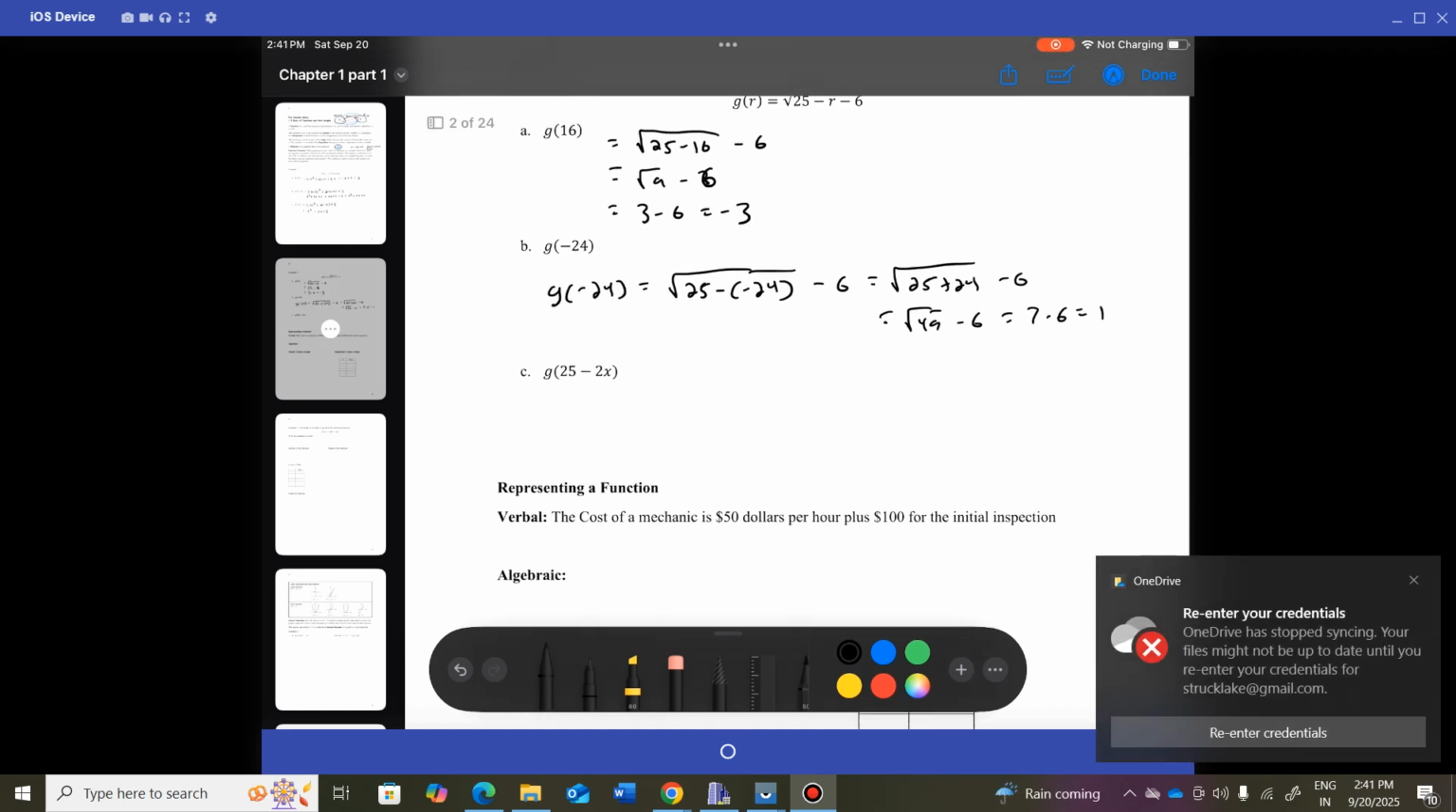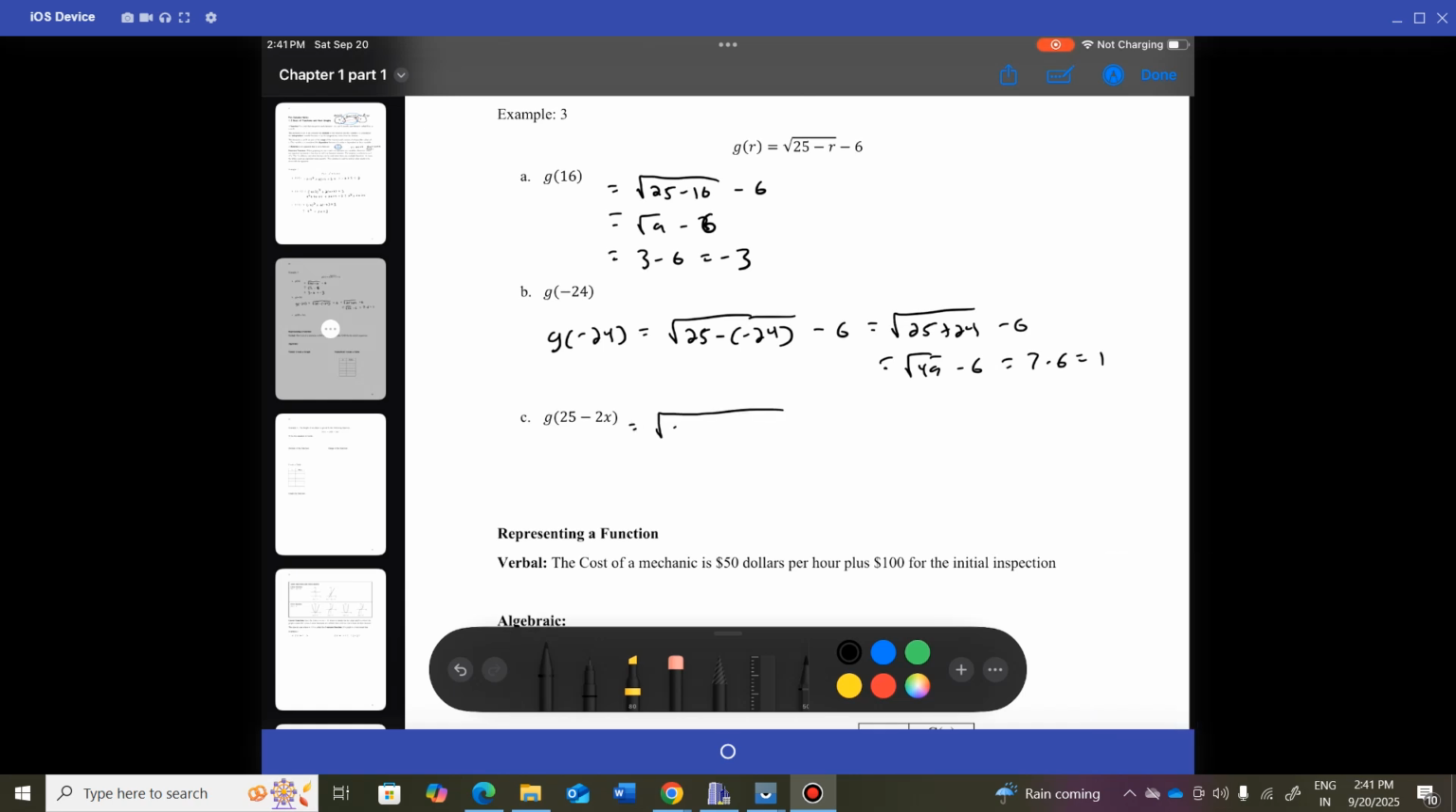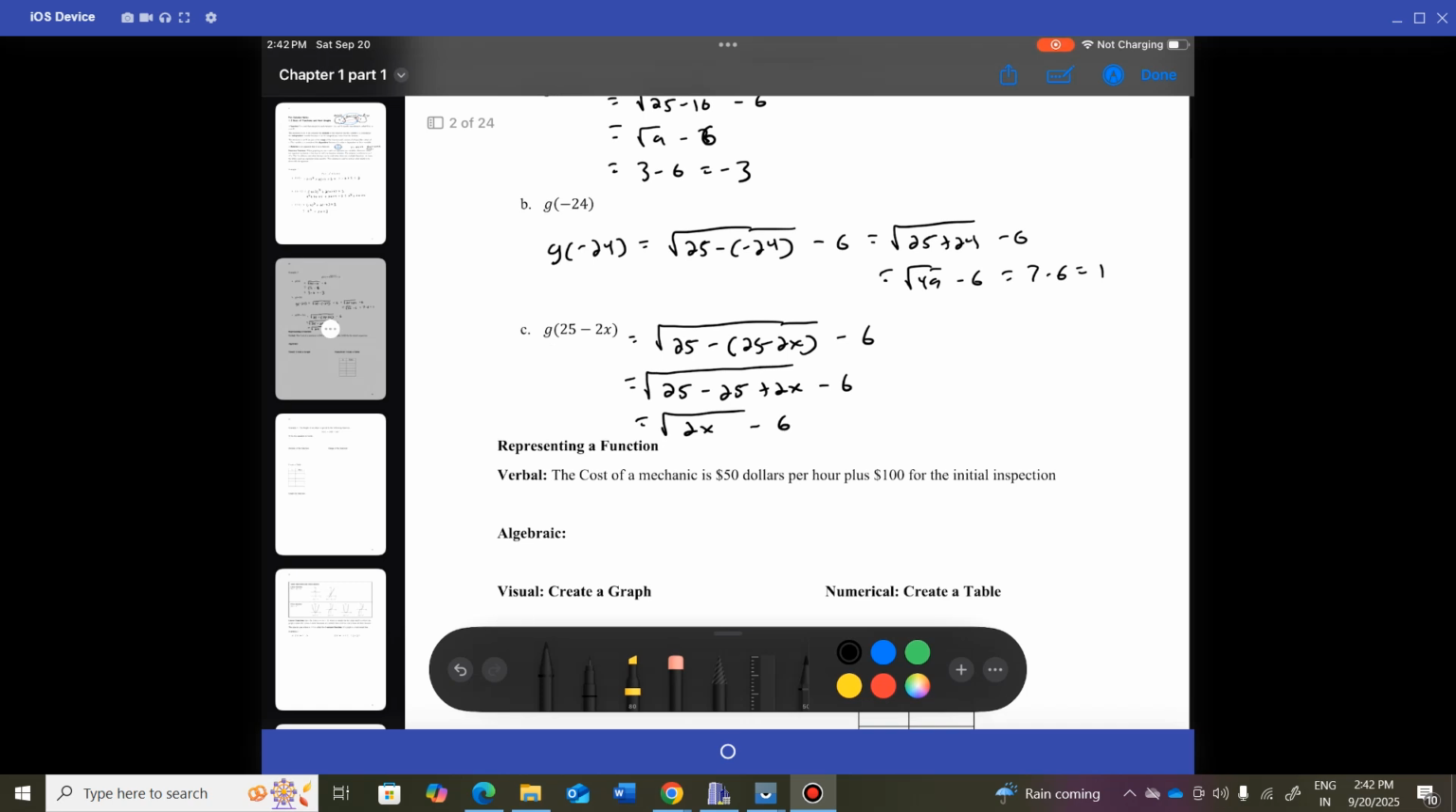And then similarly, we can plug in whole expressions. 25 minus 2x, minus 6. We get square root of 25 minus 25 plus 2x, minus 6, which is square root of 2x minus 6. Okay, and you don't always get numbers out in algebra. Sometimes you just get expressions out, and you simplify expressions and you make it easier to plug into other devices to graph them.